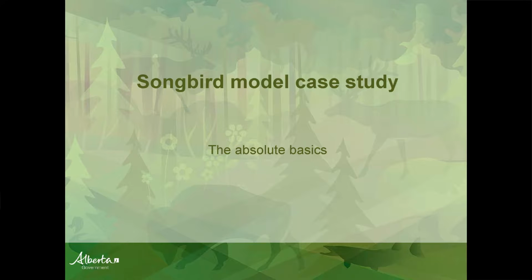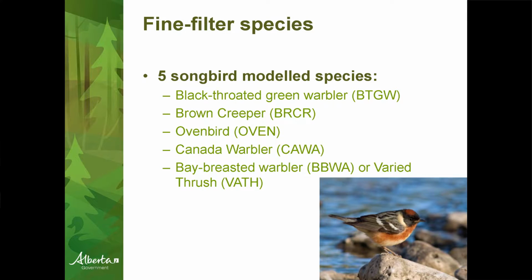I'll give you the very basics about how we use the songbird model. First we chose 5 species: black-throated green warbler, brown creeper, ovenbird, Canada warbler, and bay-breasted warbler or varied thrush. Bay-breasted warbler and varied thrush were switched depending on where the FMA is in Alberta. These were chosen because their ranges overlap with Alberta boreal forests. They're either sensitive species, or they had low confidence limits when it came to using ABMI's coefficients, and I'll get to more of that here soon.